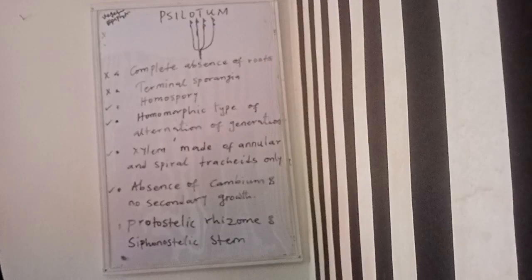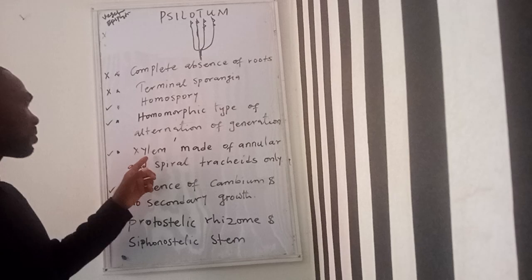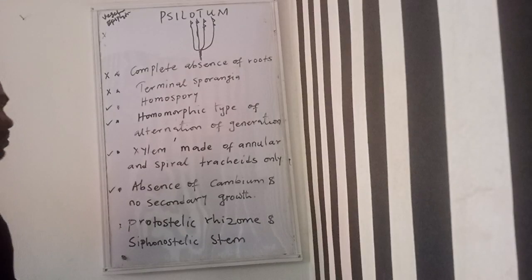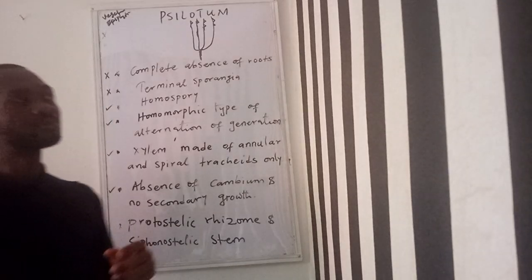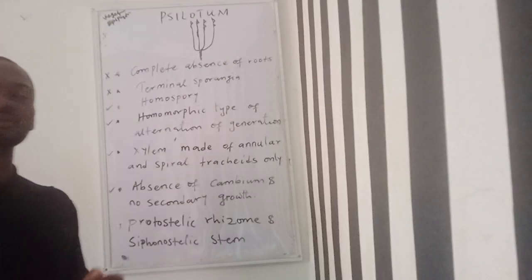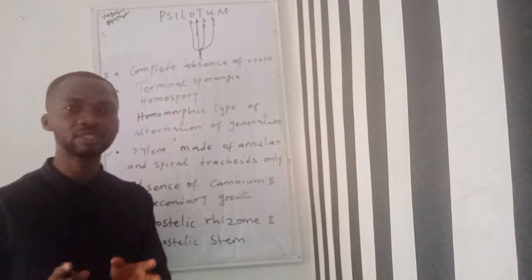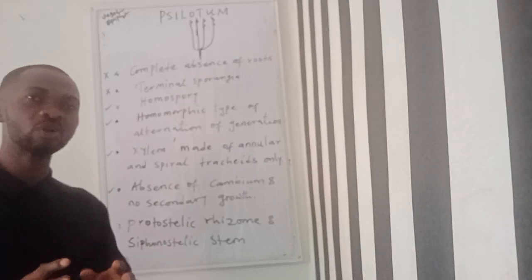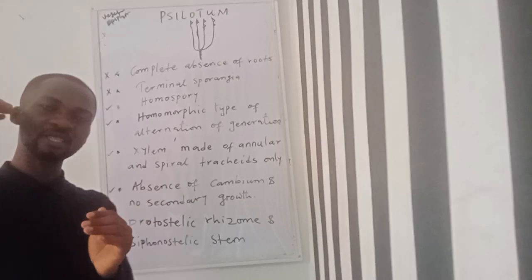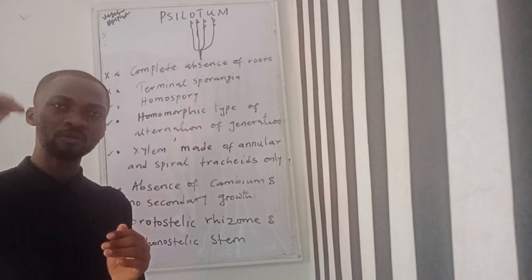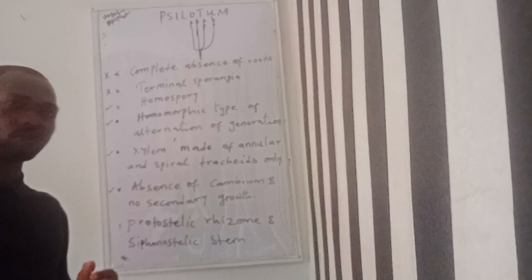Then the next one is that members of Psilotum also, their xylem is made up of annular and spiral tracheids only. When we talk about the xylem, it is a complex tissue that plants use for the absorption of water and nutrients from the soil. And as plants advance, their xylem becomes more complex and sophisticated.